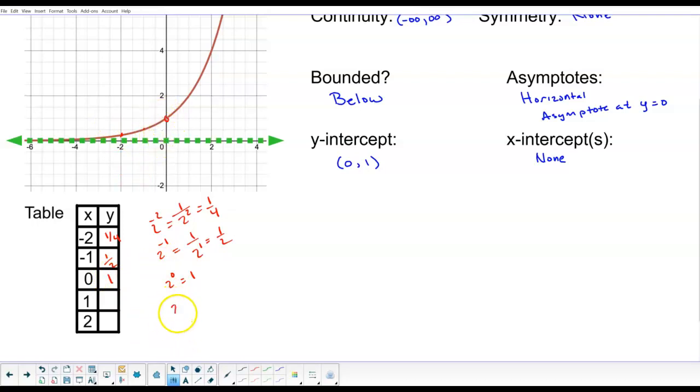And then 2 to the 1st power is just 2, and 2 squared is 4. You could keep going if you need to. You can always make a table for any values, but you can start to see the growth here. Each time you're multiplying the output by 2.